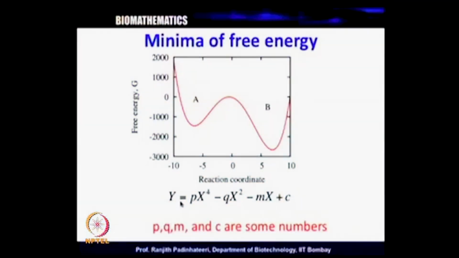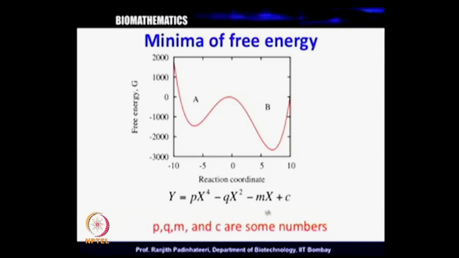So another thing you should note in this slide is that the equation for this particular curve is some constant times x power 4 minus some other constant times x square minus some other constant times x plus c. This is the equation which I plotted here with some values for p, q, m, and c. We will discuss what these values are later, but given some values you will get such a curve.